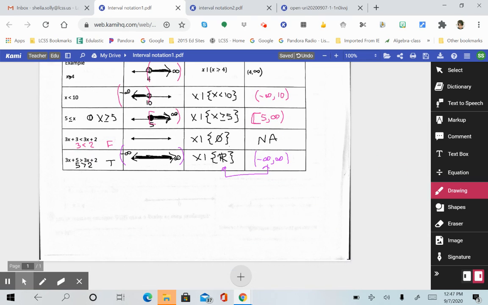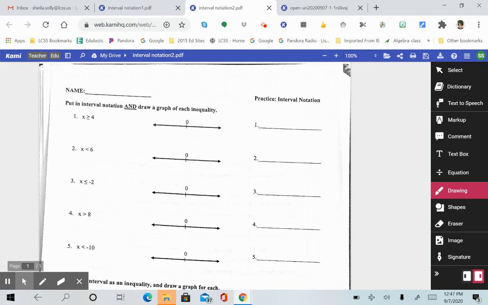Let's look at the next page. It says, put in interval notation and draw a graph of each inequality. So we have x is greater than or equal to 4. So here's our 4, and it's equal to, so it has a filled circle. The variable is on the left, so we shade to the right where the arrow is pointing. And remember, this is approaching infinity.